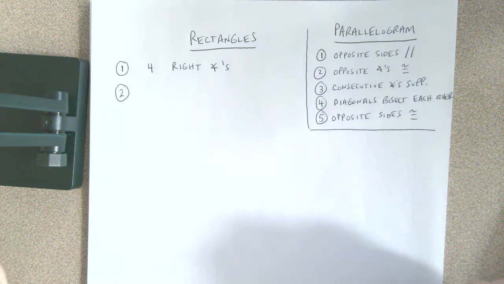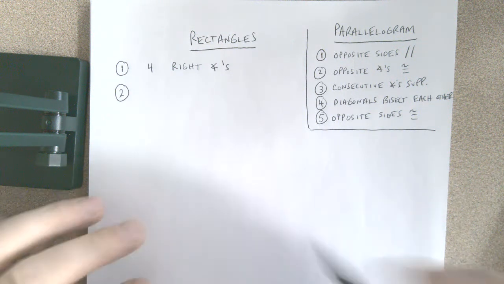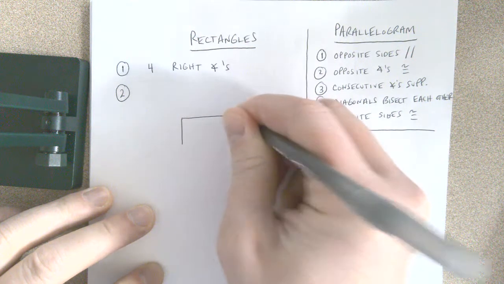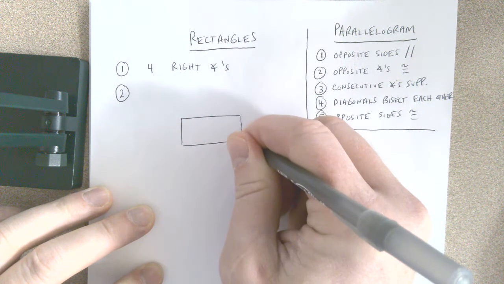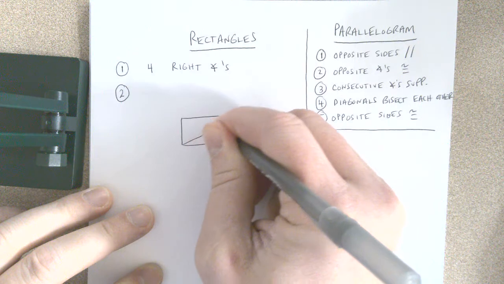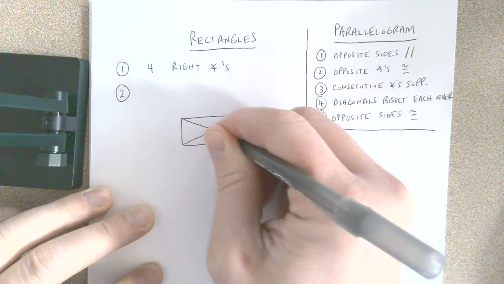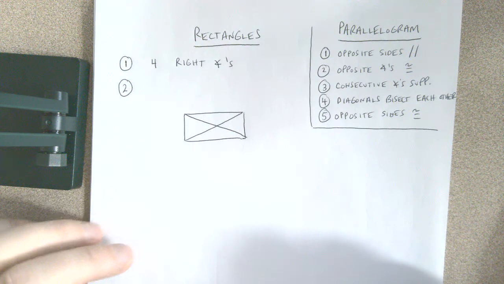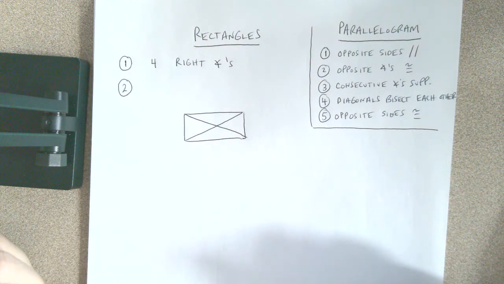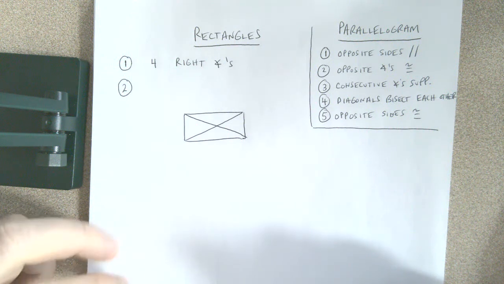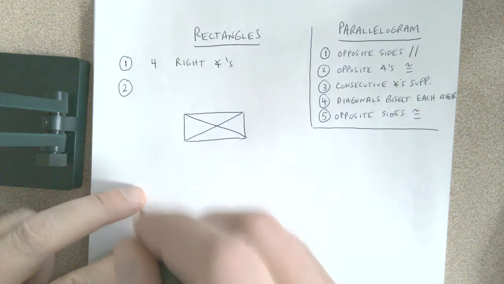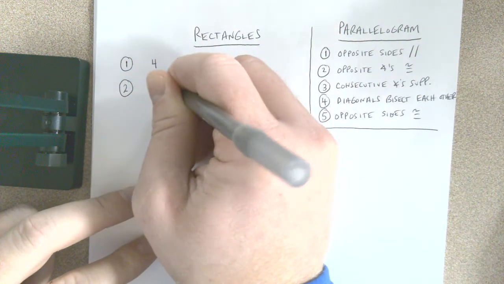Now, the rectangle also has one other special property. It's probably hard to tell from looking at the picture, but if I were to draw in the diagonals in a rectangle, anybody want to take a guess what would be true about the diagonals? Well, the diagonals are congruent.